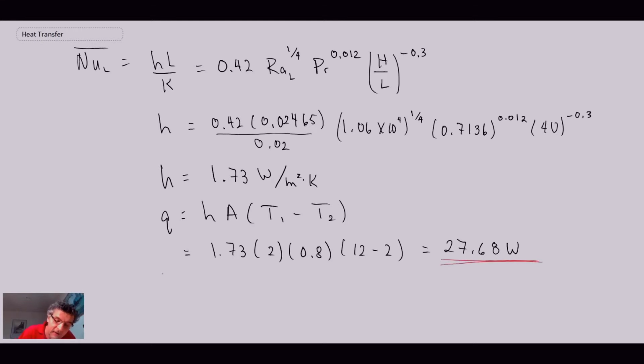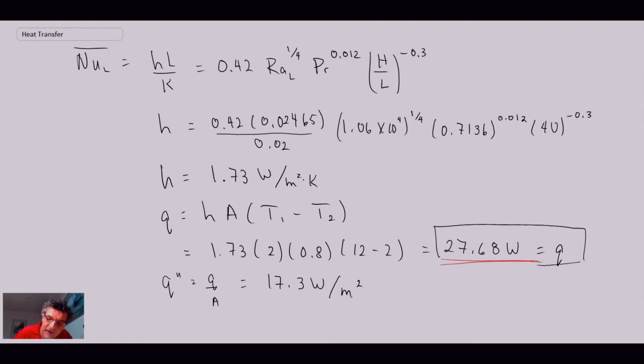Now let's look at that Q double prime, or Q over A. 17.3 watts per meter squared. And we are now going to use that in determining the R value. So this is the first part of the problem, getting Q. The second part is the R value. So let's go on and take a look at that.